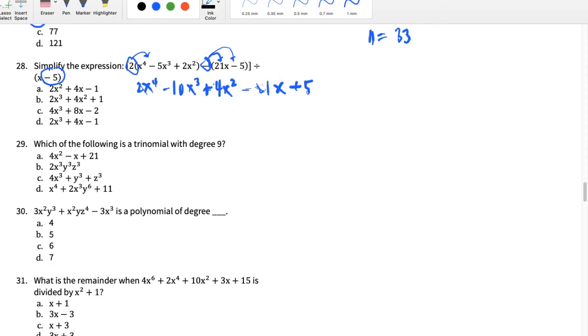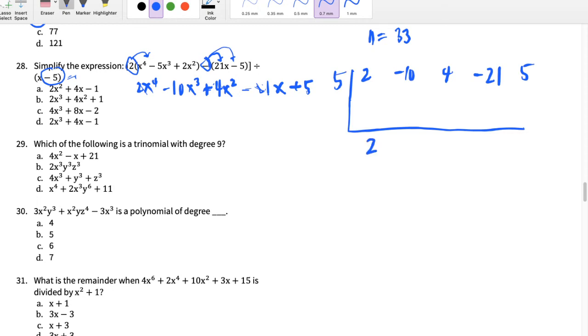Let's use synthetic division here. So, may kulang ba tayong term? We have x raised to 4, x cubed, x squared, x. So wala. Okay, our coefficients are 2, negative 10, 4, negative 21, and positive 5. Okay, so x minus 5 equal to 0, we will get x is equal to 5. So ang divisor natin here would be 5.